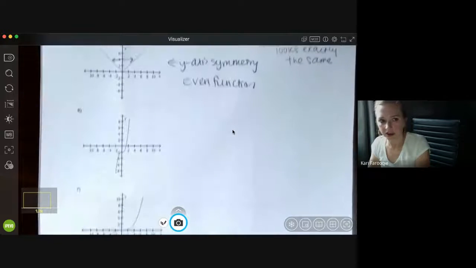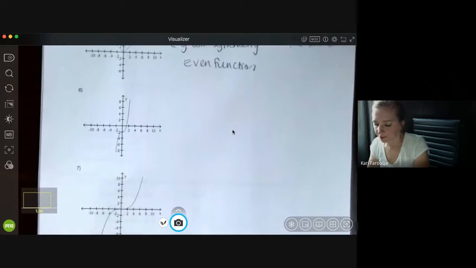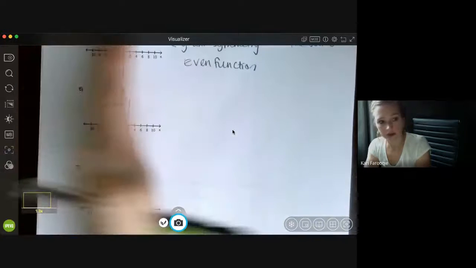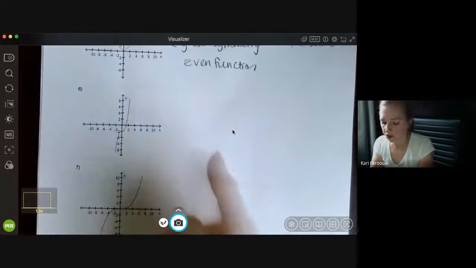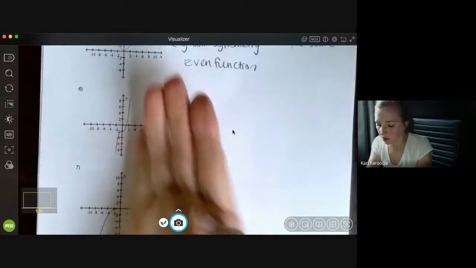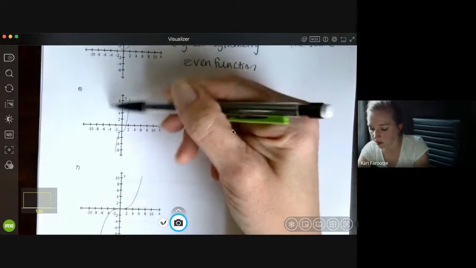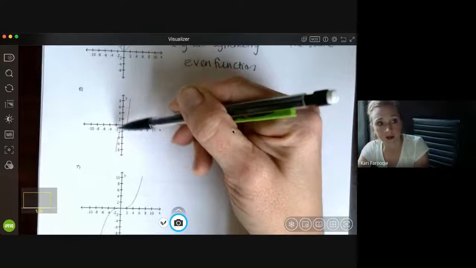Now, number 6. You definitely don't have an even function. You don't have y-axis symmetry. If you took this part of the graph and you flipped it over, if you were to have y-axis symmetry, you'd be seeing it up over here. We don't have that situation occurring.